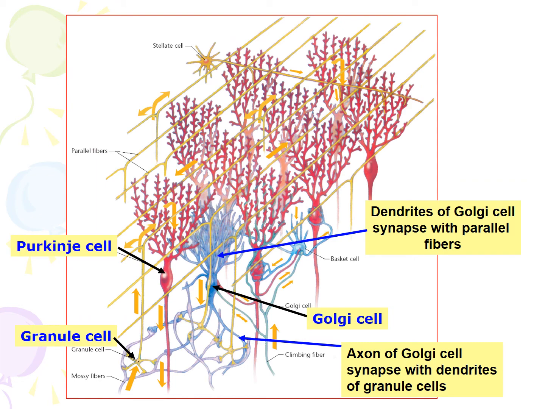This is to show the Golgi cell. The cell body of Golgi cells is much larger compared to the cell body of granular cells. Its dendrite extends into the molecular layer and makes contact with the parallel fibers. The axon extends down and makes contact with the dendrite of granular cells to form the synaptic glomerulus.